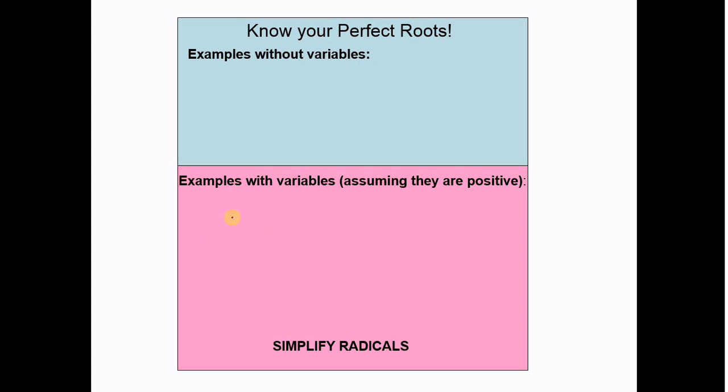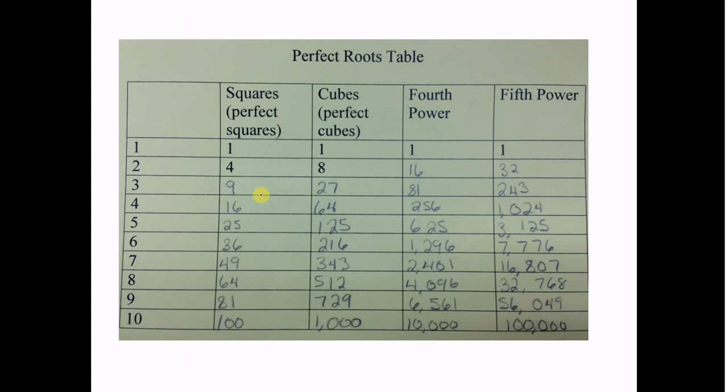Very first, we're going to do some examples without variables, so label the top with that, and the bottom is going to be examples with variables, assuming they are positive. Label the top and the bottom quick before you continue on in this video. This is that perfect roots table you should have had done already. Please make sure that you have it on. You're really going to want that today.